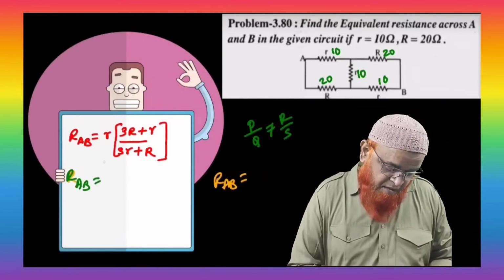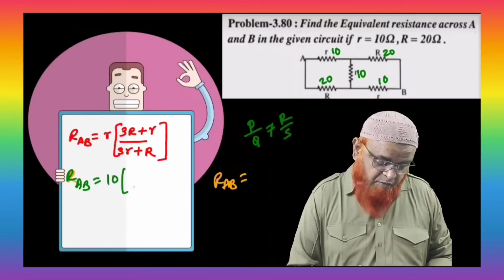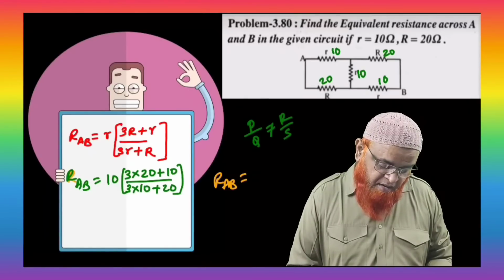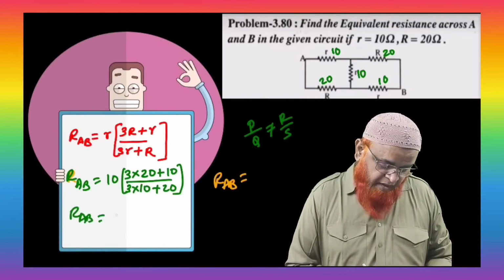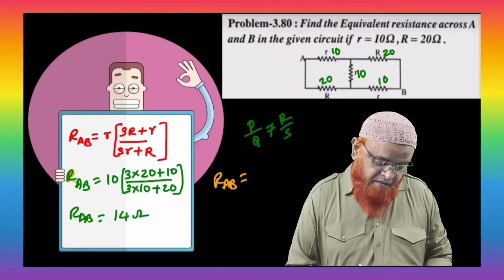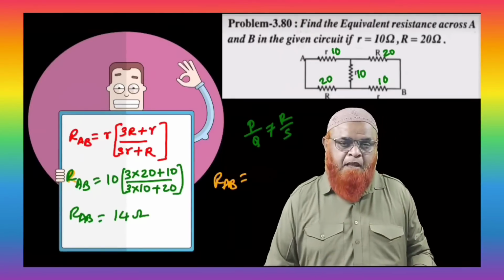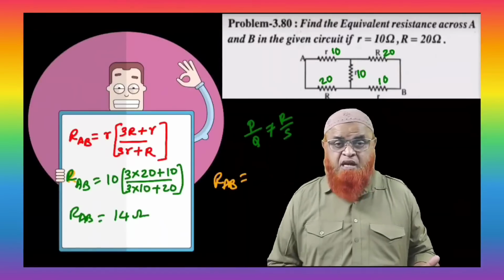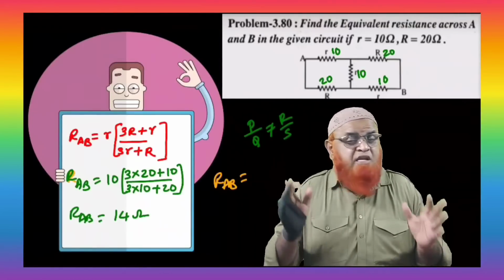RAB is going to be: smaller r is nothing but 10, and capital R is 20. So 10 into 3 into 20 plus 10, divided by 3 into 10 plus 20. Like this, if you go on solving, you will finally get 14 ohms. If you try to do this problem by using Kirchhoff's law, I think you may waste nearly 1 or 2 minutes, definitely, even if you are an expert.